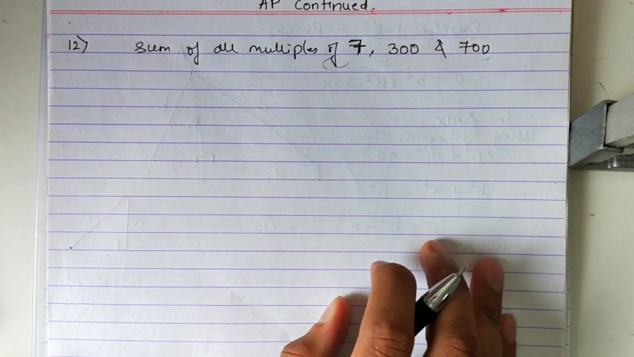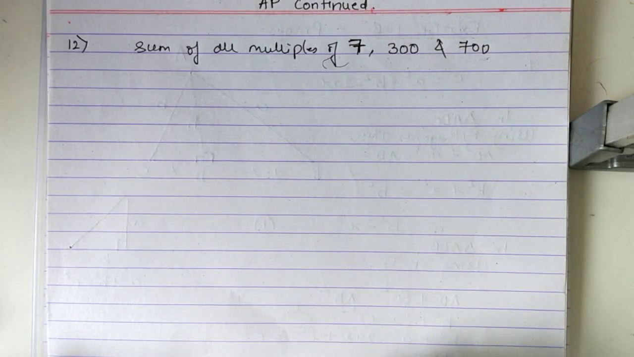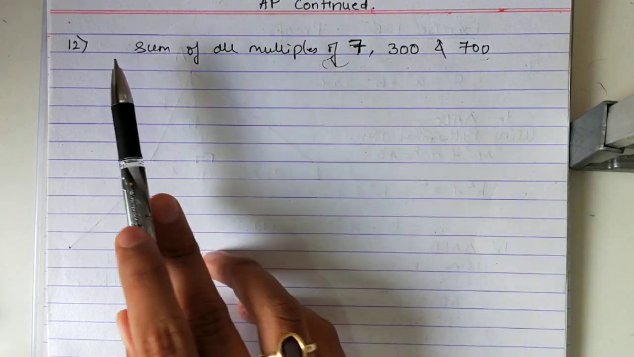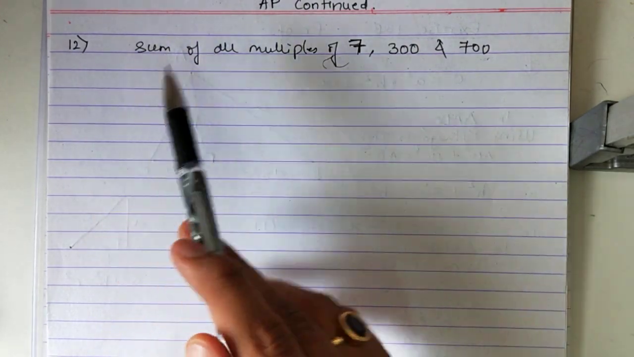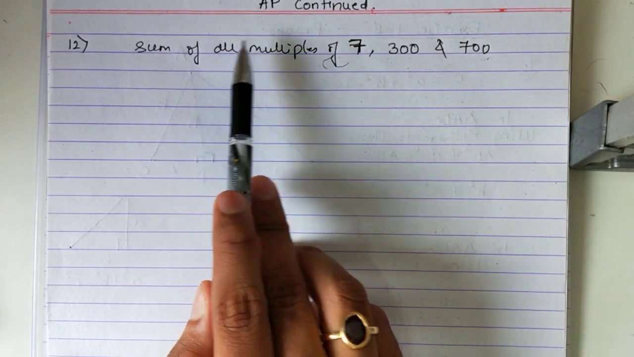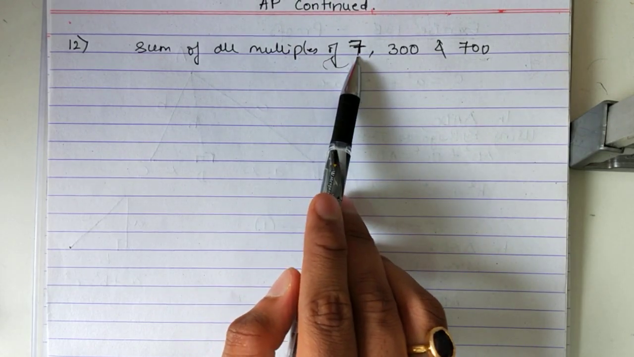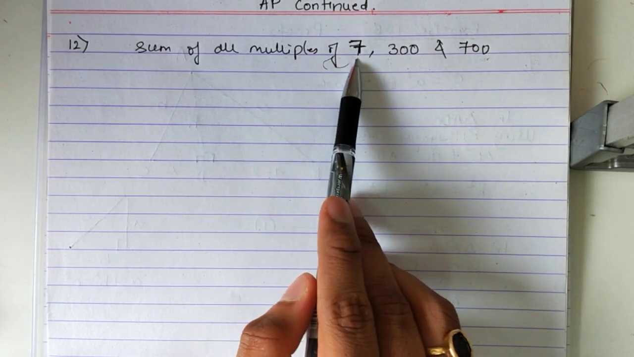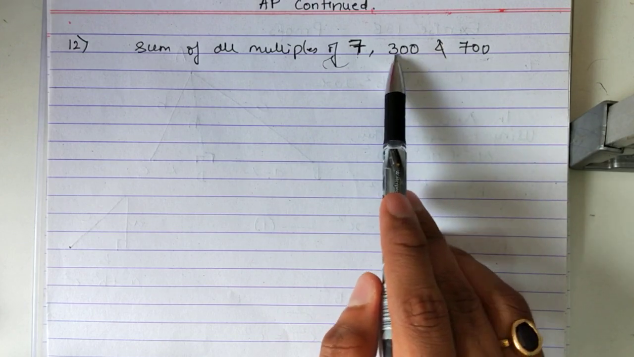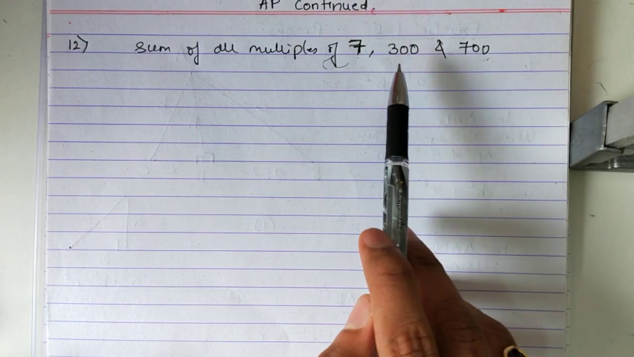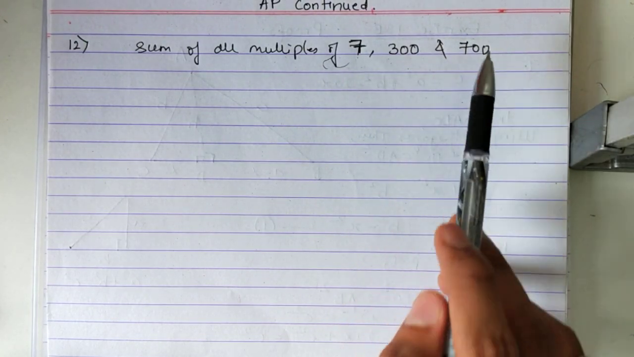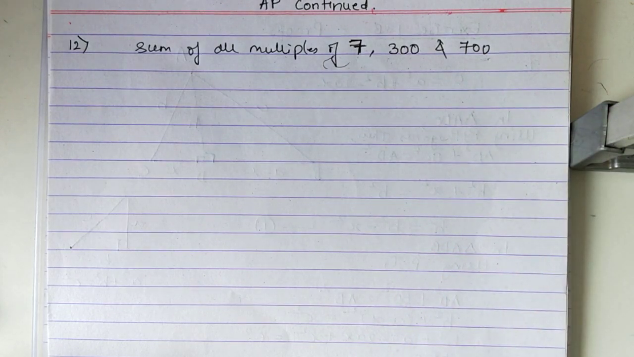Hello students. In the previous video we were doing exercise 10C and we had completed almost all the sums except question number 12 and 13. So this is question number 12. Find the sum of all multiples of 7 which lie between 300 and 700.